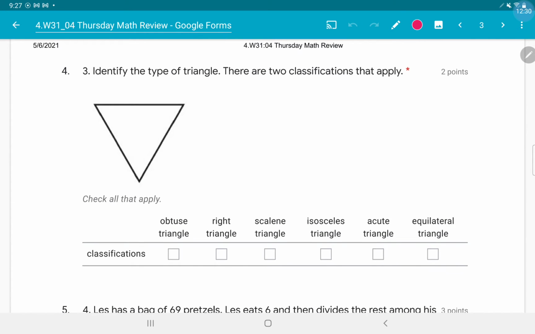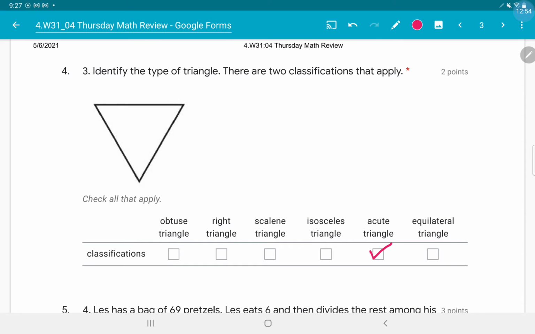Next we have a triangle, and we need to know which 2 classifications apply. So looking at those angles, do I have any right angles? Scotty? You have acute and equal. Okay. So how do you know that it's an acute triangle? Because it has acute angles. Yeah, how many acute angles?